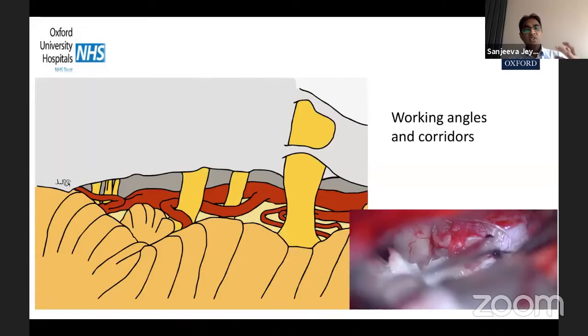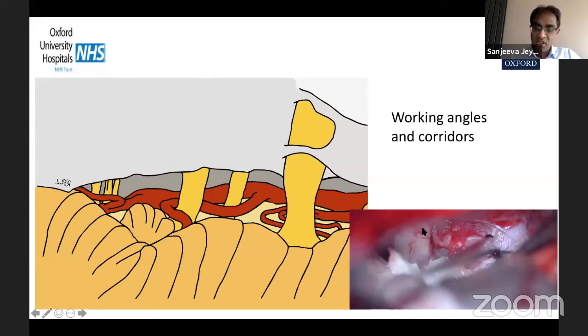And this is the kind of view you're trying to get inside. There are a few big differences compared to the retrosigmoid when you do these pre-sigmoid approaches. One of the big differences is you're much further forward, so you get onto the cranial nerves much more easily. The other thing I find incredibly helpful with this approach is you get very wide corridors on either side of the fifth nerve, which you don't get unless you cut the tentorium.